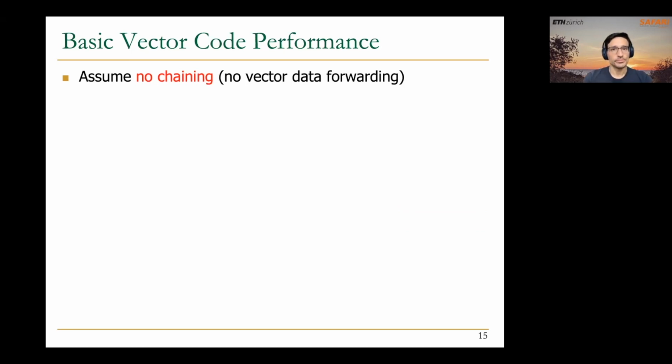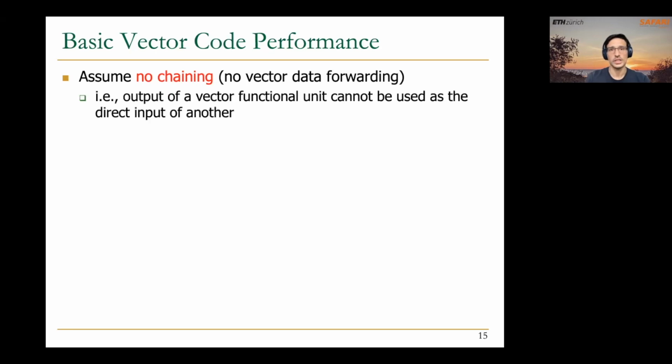So for now, we are going to assume that there is no chaining. Chaining means vector data forwarding. We are going to define it better in the next slide. Well, here is the definition. The output of the vector functional unit cannot be used as the direct input of another.